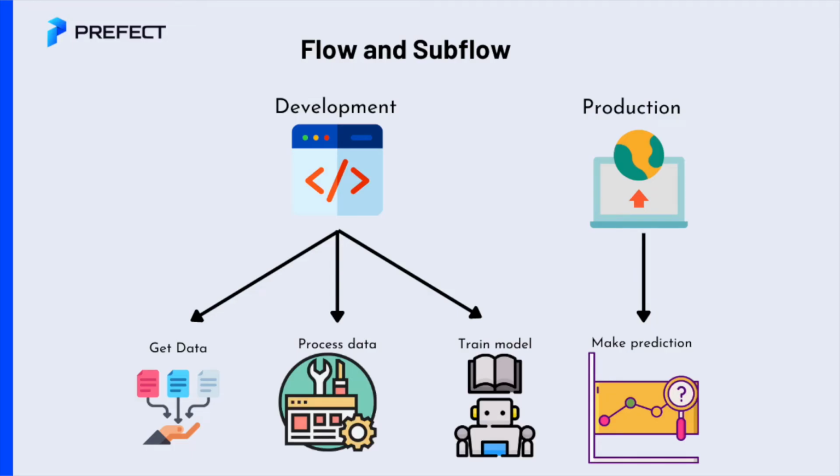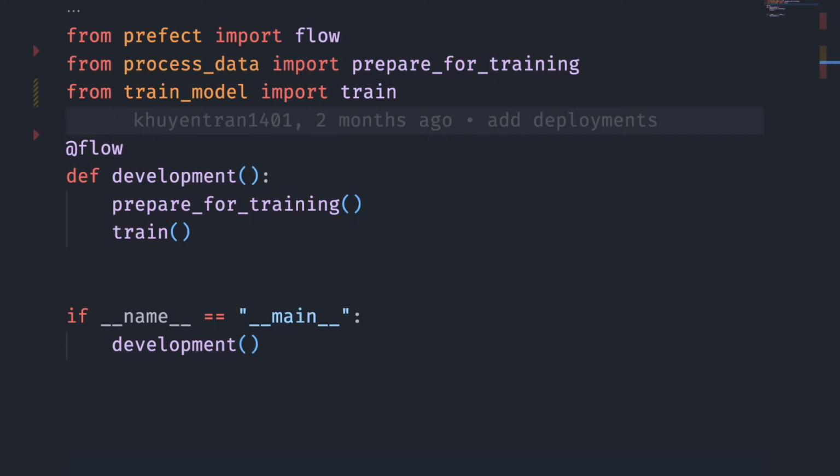Subflows are useful when you want to group similar flows based on logical grouping of work. For example, you can create a flow called development that calls subflows used for the development process, such as get data, process data, and train model. Let's run this code and see how the outputs look like.